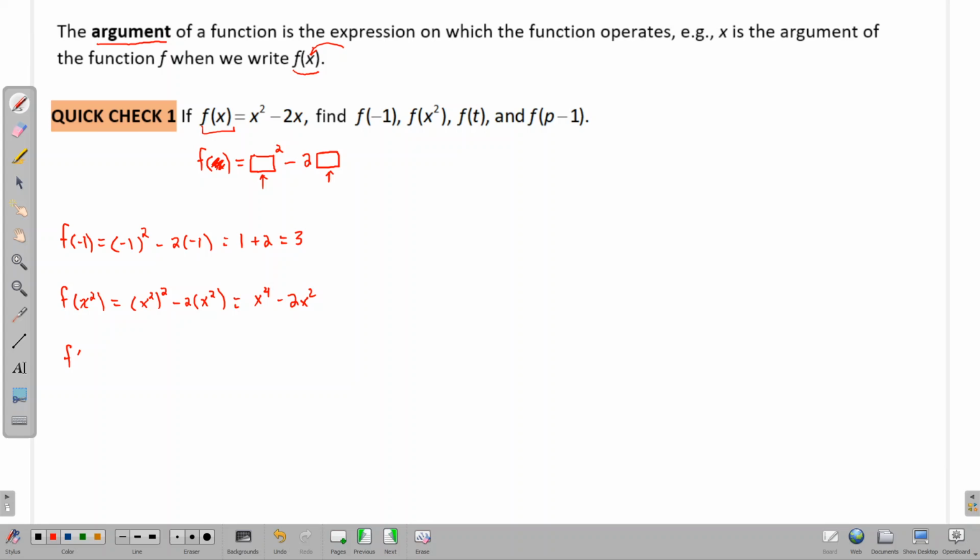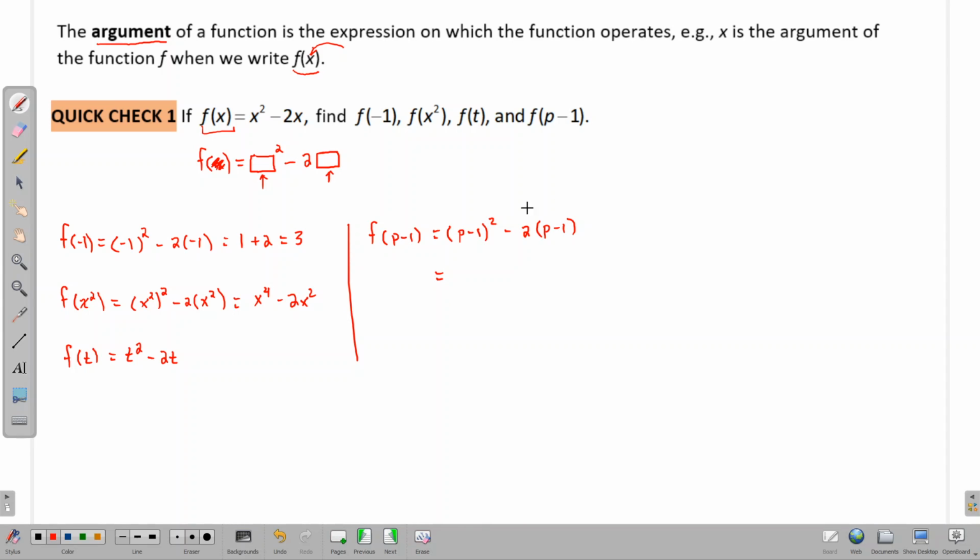Alright, let's try one where we change the variable. So this says evaluate the function at t. Well, we're going to put t in the boxes. And you can see all that does is it just changes out what the variable is. So t squared minus 2t. And then the final one, we're going to evaluate the function at the expression p minus 1. So f of p minus 1 equals the quantity p minus 1 squared, in parentheses, minus 2 times p minus 1.